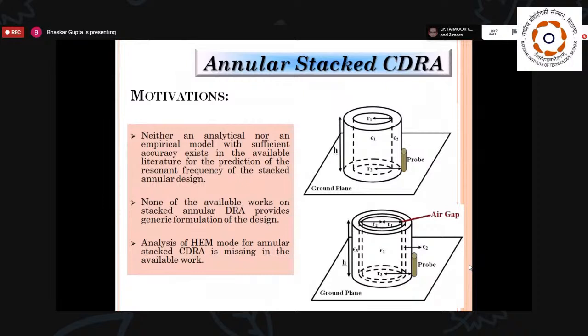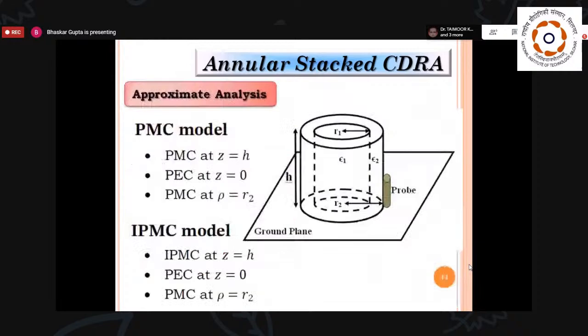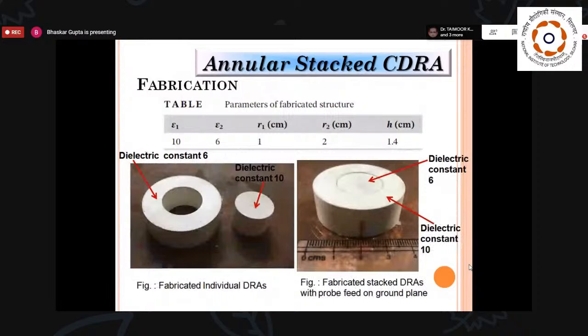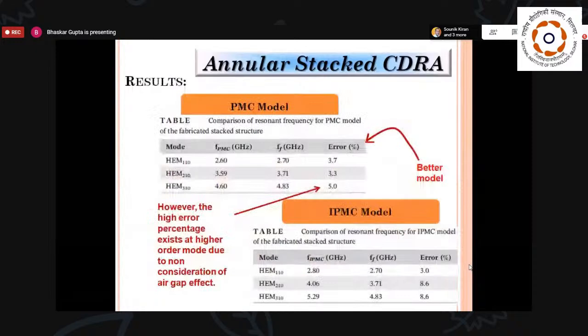And further, analysis of HEM mode for annular stack cylindrical dielectric resonator antenna is not available, neither by analysis nor by any empirical model. So we once again took up the cudgel. Well, either using the PMC model, where on every side we have this PMC, or what we called IPMC, proposing this at Z equal to a. And then we try to see which one is better. Anyway, these are the ones that we fabricated, the antennas. Now let's come to the results. Comparison of resonant frequency for HEM110, HEM210, or HEM310 modes is shown here.